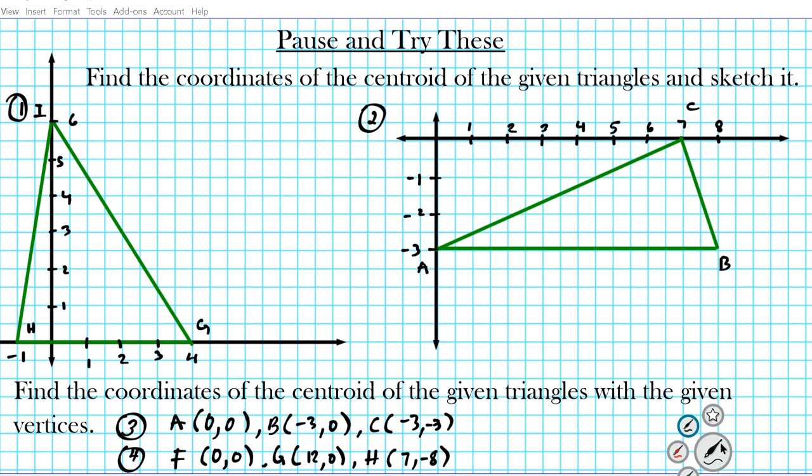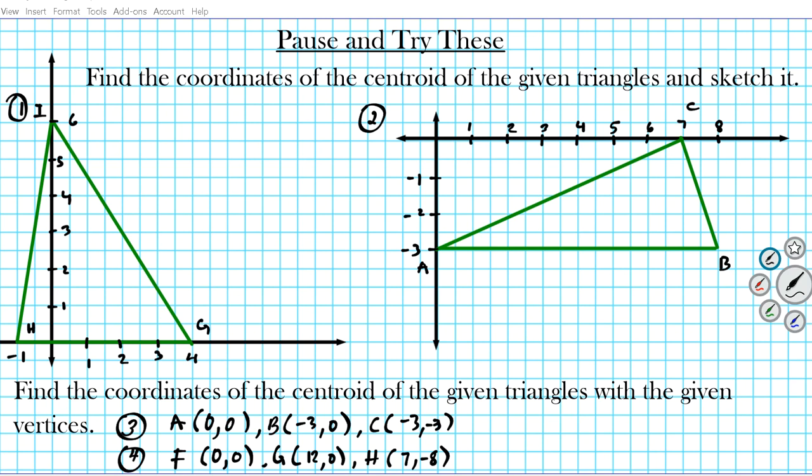Okay, it's now your turn to do some practice problems. We have 4 problems for you to try out. Instructions for 1 and 2 is to find the coordinates of the centroid and graph it. And then for 3 and 4, just find the centroid of the triangles with the given vertices. Alrighty. So go ahead and pause this video presentation at this time. Work on these problems. When you're done, click on the playback button, and we are going to reveal what the correct answers are.